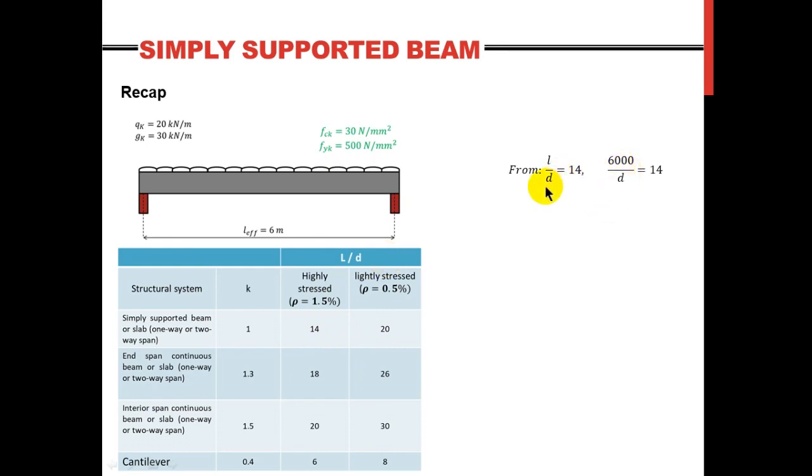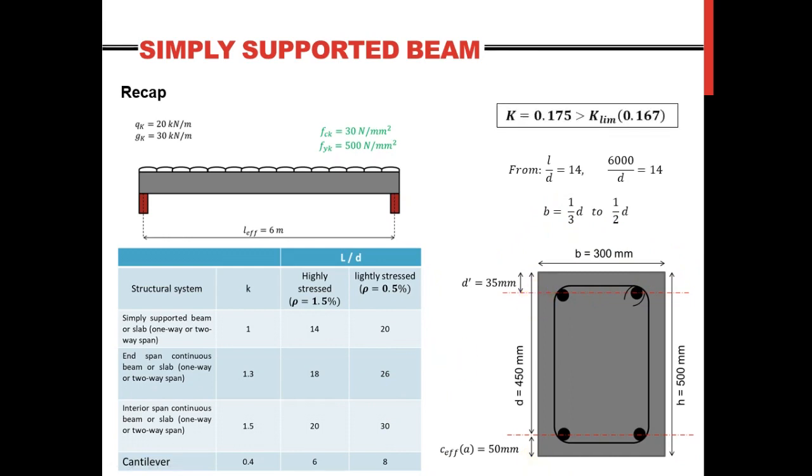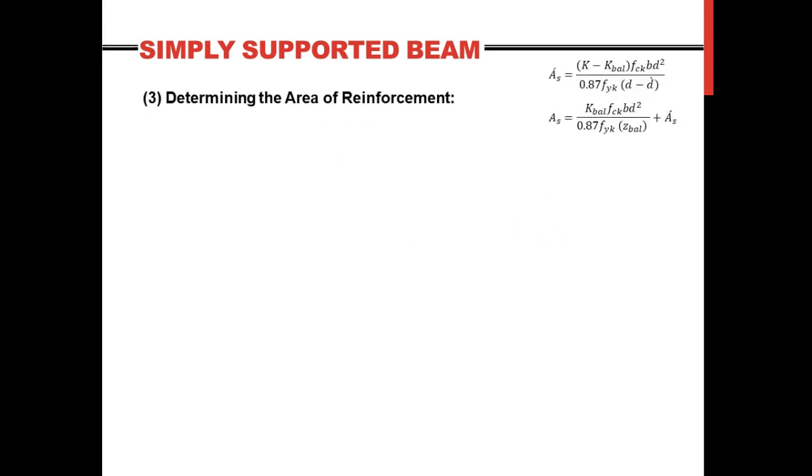From there, I can simply find the D, right? And once I find the D, I can just round it up and then find the B as well. And I think we paused the video up to this point where we defined our section. And we said for our section, it must be doubly reinforced. Right, let's now just move on and determine the area of reinforcement.